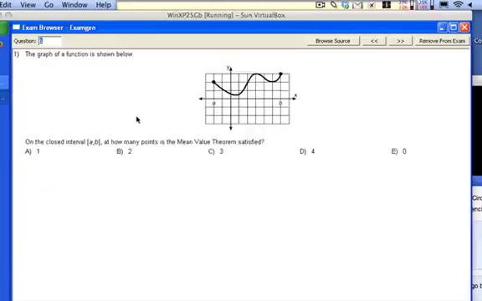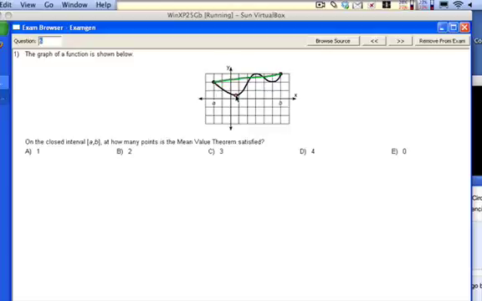Okay, question 6. Here's a graph. On the closed interval, at how many points is the mean value theorem satisfied? Remember, the mean value theorem tells us that the slope of the line between the two endpoints is equal to the value of the derivative at some place in the same interval. So there's the secant line.